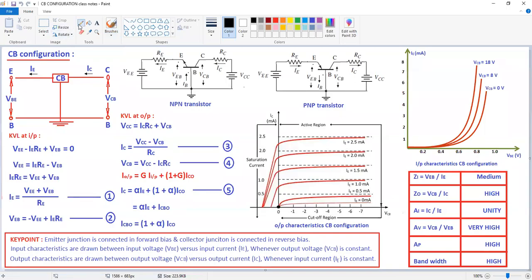Okay, see here. This circuit shows the common base configuration of NPN transistor as well as PNP transistor.